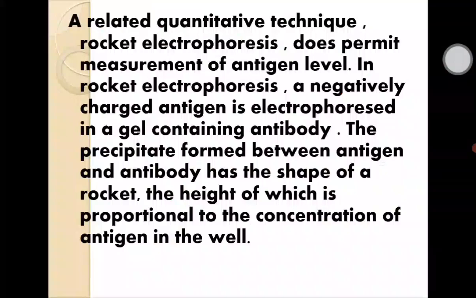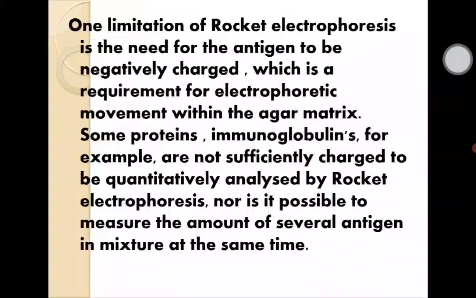In rocket electrophoresis, a negatively charged antigen is electrophorized in a gel containing antibody. The precipitate formed between antigen and antibody has the shape of a rocket, the height of which is proportional to the concentration of the antigen in the well.